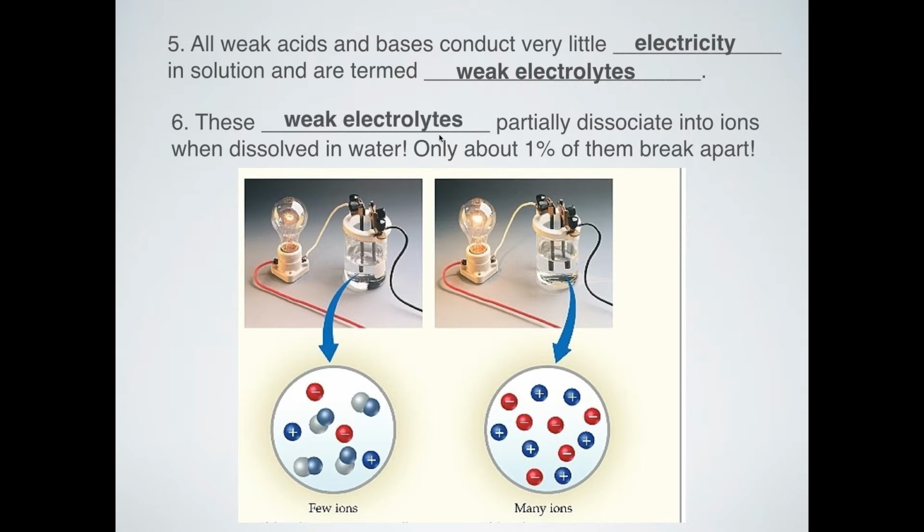In fact, weak electrolytes only dissociate partially. So only about 1% of them actually break apart, whereas for strong electrolytes, 100% of them break apart. Weak electrolytes, you normally only get about 1% breaking apart into ions.